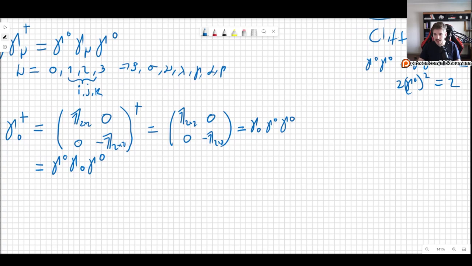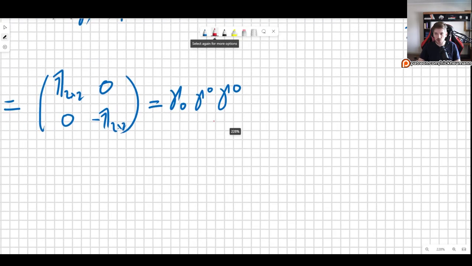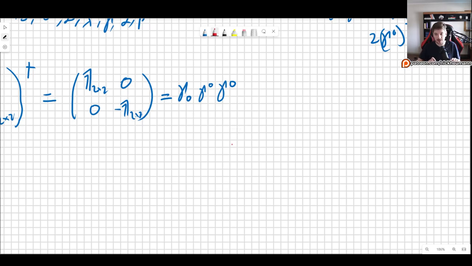Okay, so what next, right? Notice that what we want is gamma zero up there, gamma zero down here, gamma zero up there. Okay, so we have gamma zero down and up. So basically we want this zero to go down, this zero to go up. How can we go about raising and lowering indices? We have seen that before.